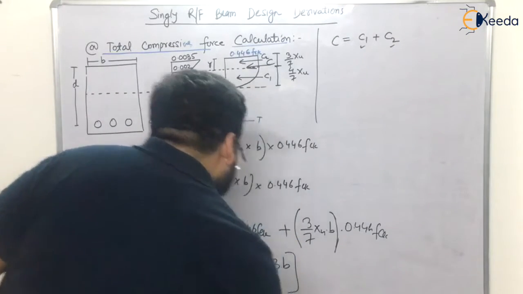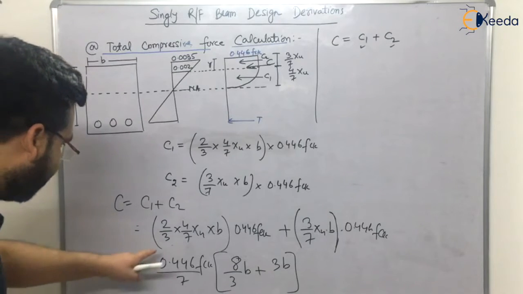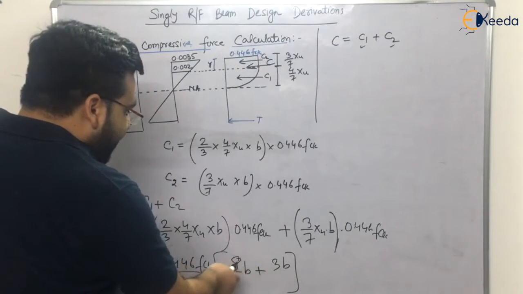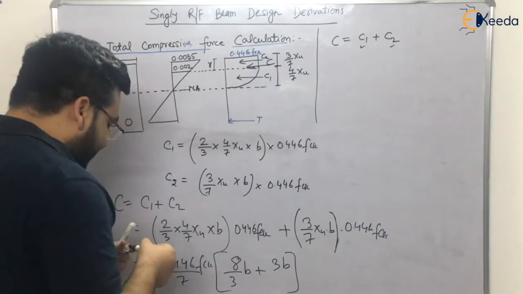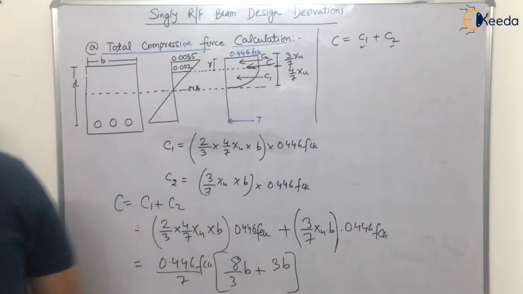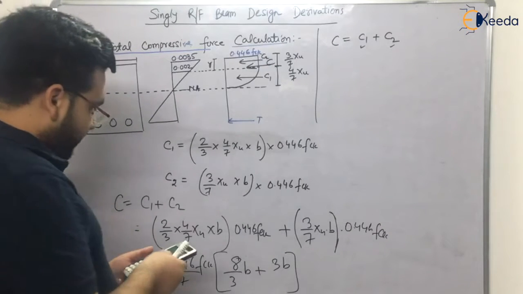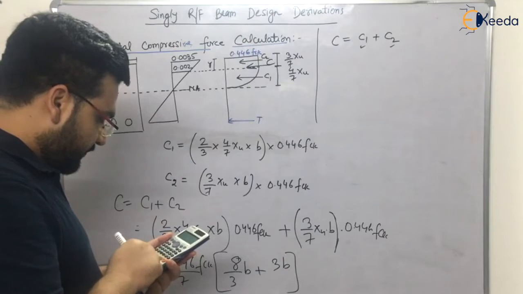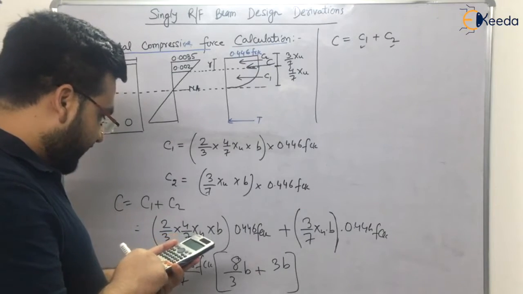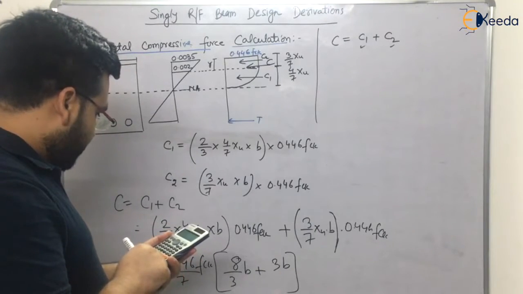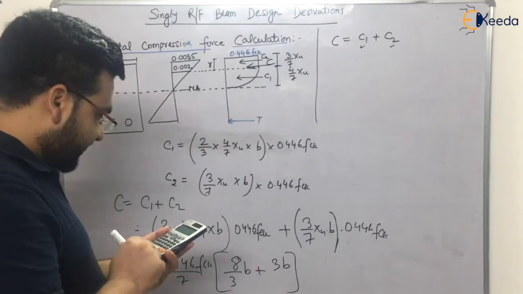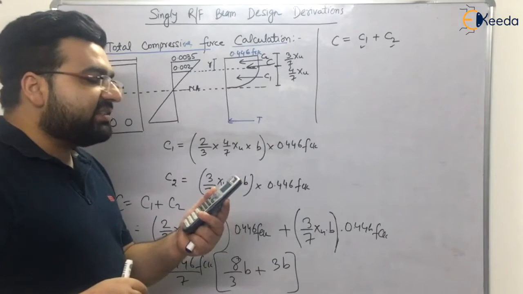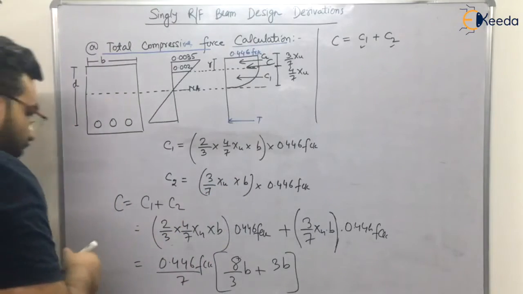3B into 3B. Let me see if I am correct. Yes, I am correct, right? So it will be equal to 9 and 8, 17, 17 upon 3. So let me get the answer. So answer would be 8 plus 9 divided by 3 into 0.446 divided by 7. It comes out to be 0.361, right?